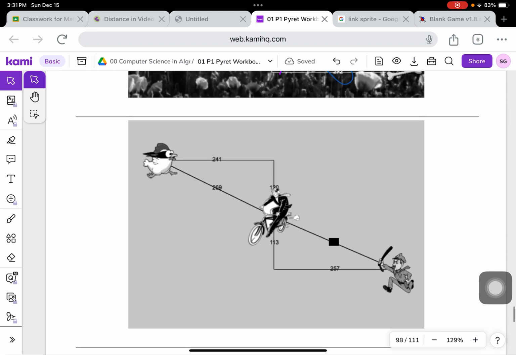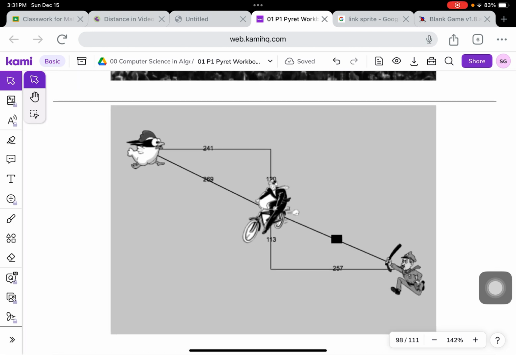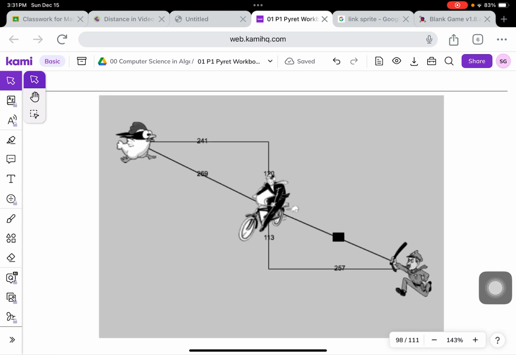Okay, so do the policeman and the bike on your own.